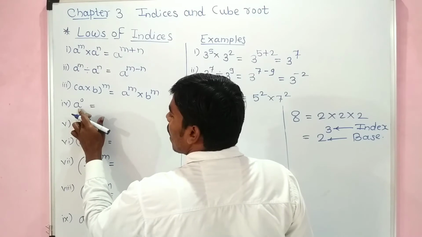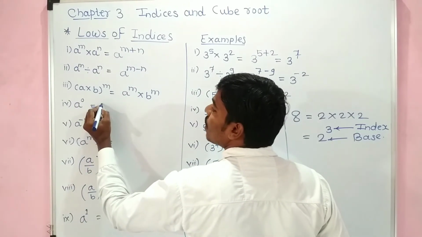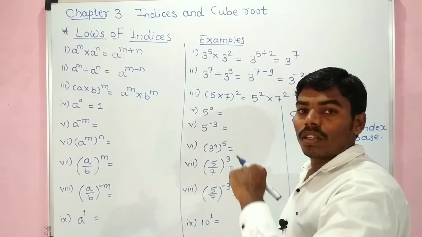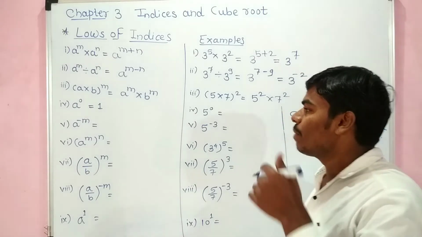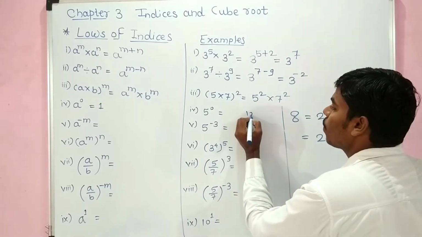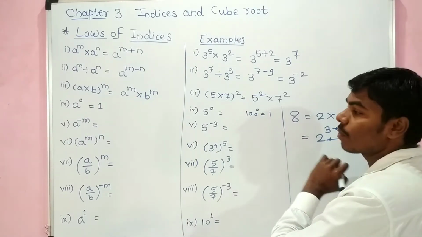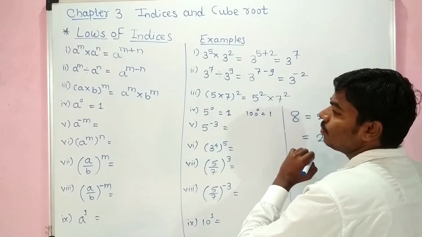Fourth rule says a raised to 0. The value of a raised to 0 is always 1. If we take a equal to 100, a equal to 1000, that means 100 raised to 0, 1000 raised to 0, always value is 1. For example, 5 raised to 0 is 1.